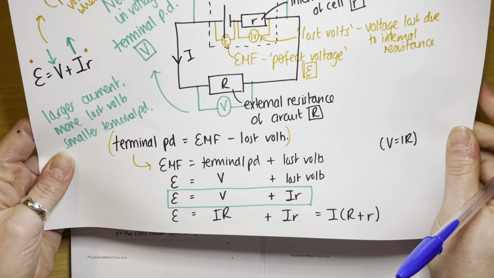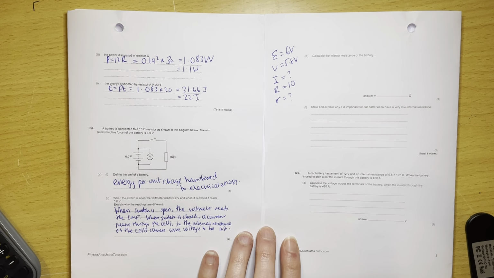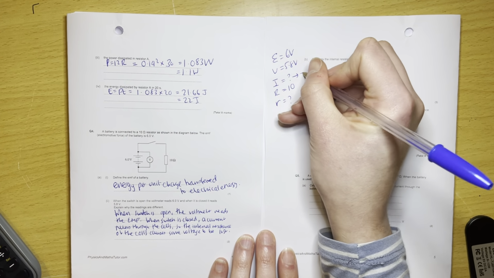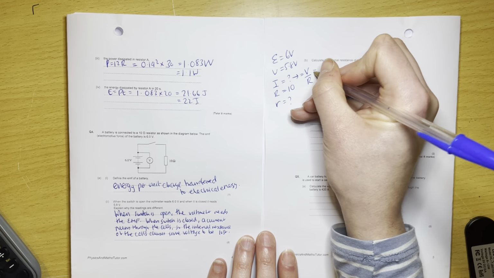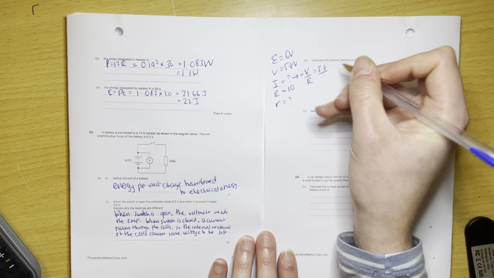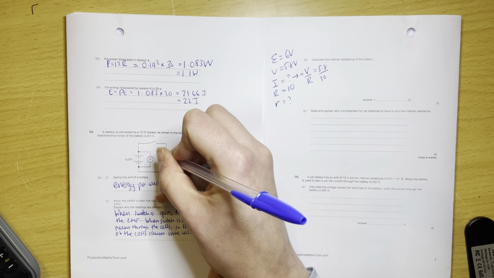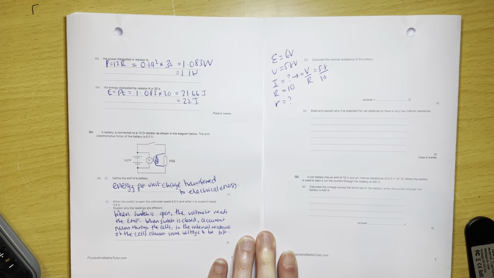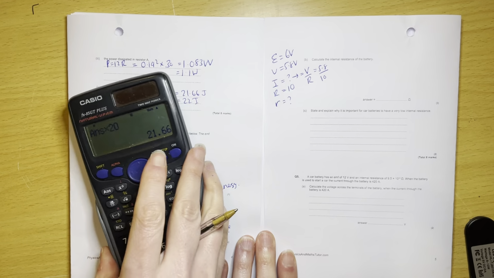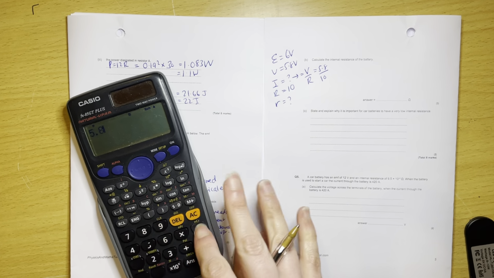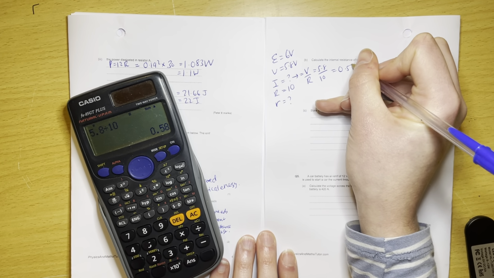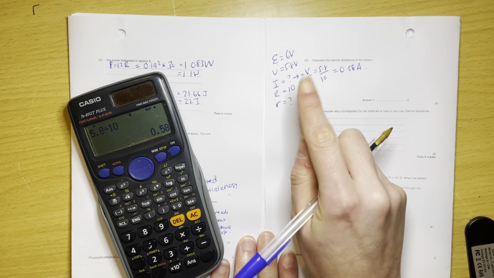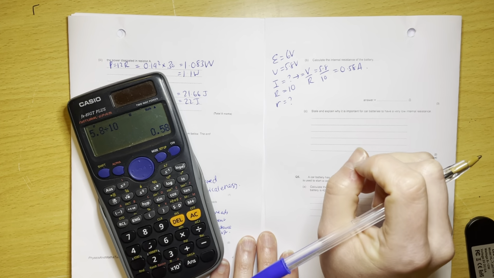But what I can do is work out the current. So the current is equal to V over R, where V is the terminal PD and R is the external resistance, 10 ohms, because we're going to have the same voltage across this here. So 5.8 divided by 10, I can do this in my head, but I'm going to use the number anyway, equals 0.58 amps. So now I know everything that I need.